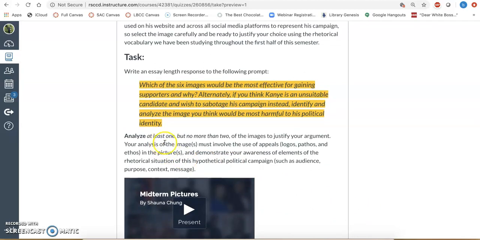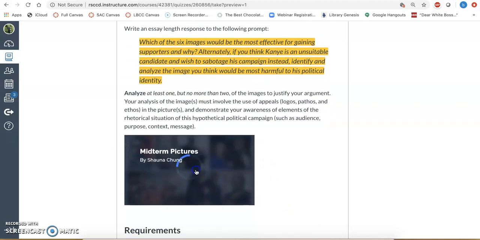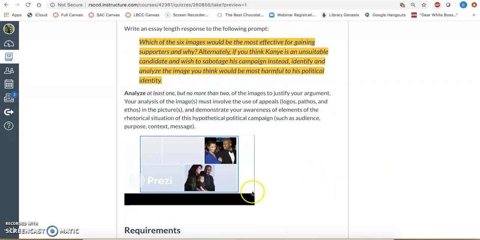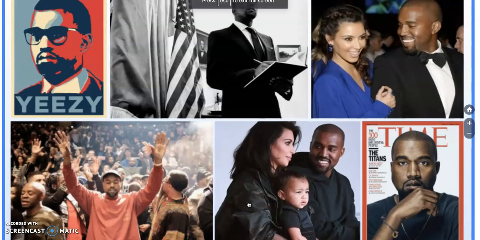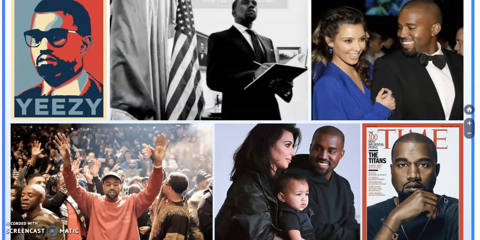So what you're going to do is analyze 1, but not more than 2 of the images to justify your argument. Your analysis of the images must involve the use of logos, pathos, and ethos in the pictures and demonstrate your awareness of the elements of how the rhetorical situation of this hypothetical campaign will essentially persuade a voter. And here you'll be able to see the pictures, and you can blow them up here. So in this assignment, you will be selecting 1, but not more than 2 of the following images, and you are going to explain why this image is the best option for his campaign.